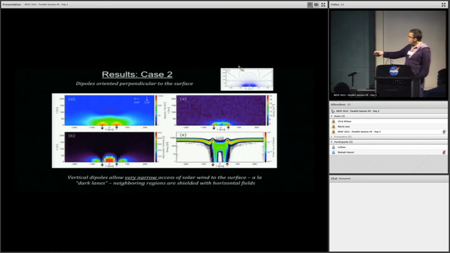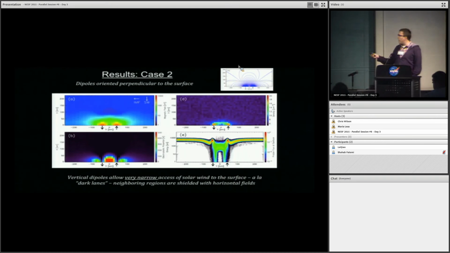But right over the dipoles where these vertical fields are, we see this very narrow, high flux penetration of solar wind plasma right down to the surface. And it's not only the plasma that originally came incident to that region, but it's actually the plasma that's being diverted around this very large electrostatic potential in the middle, that's basically being funneled down and increasing the flux, so to speak, into these narrow channels.